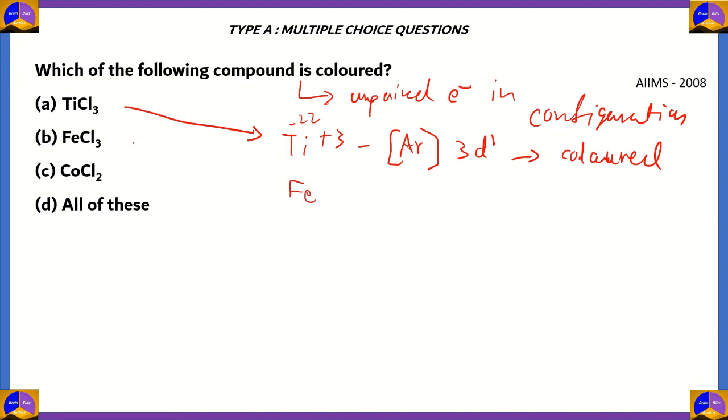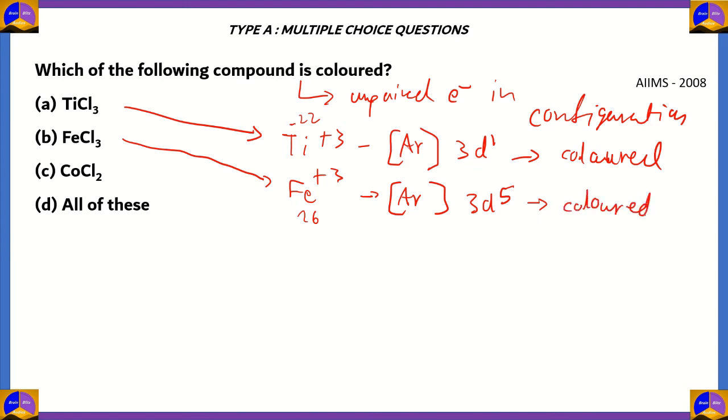So next is ferric chloride. In ferric chloride, again, Fe has a charge of 3+. For an element with atomic number 26, Fe3+ will give you 23 as the number of electrons, so that means you have 3d5 as the configuration of electrons. Again, this is an odd number of electrons in the d orbital, so that makes ferric chloride colored as well.